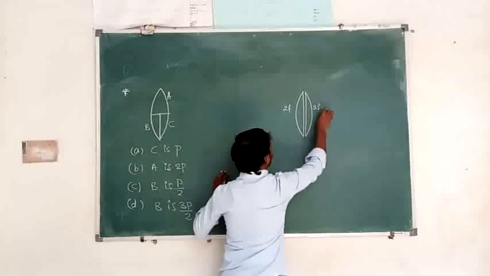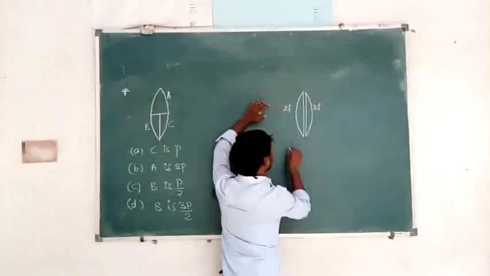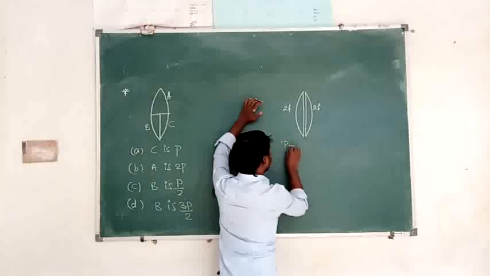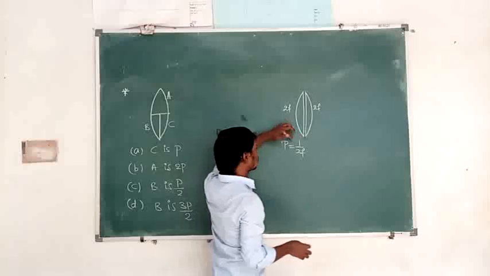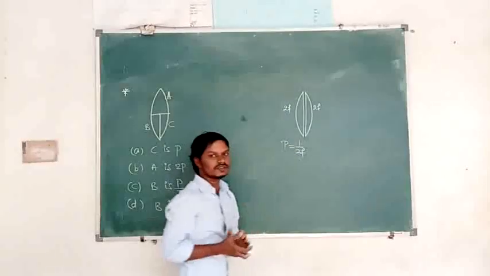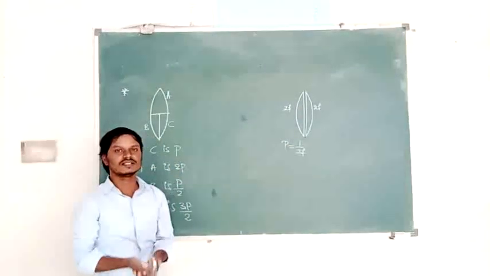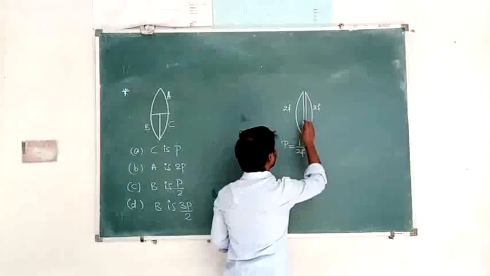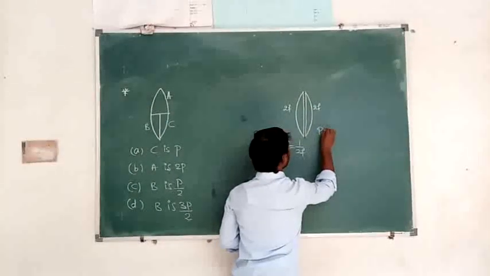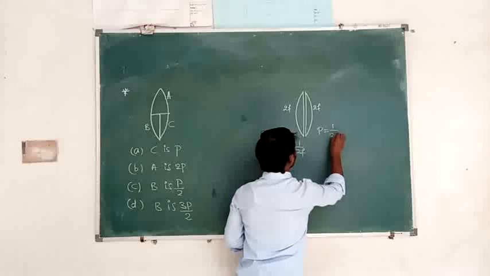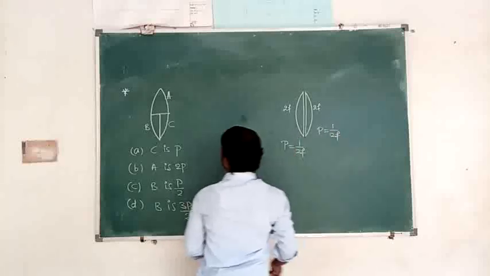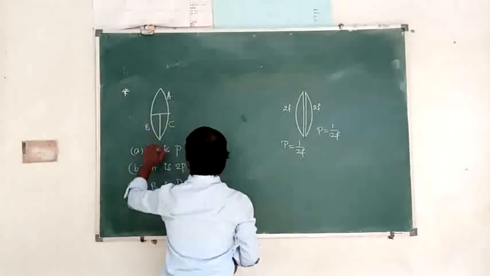Then the focal length of each lens is 2f. What is the power of each lens here? Power is nothing but 1 by 2f, the power of each plano-convex lens. Because already we know that power is the reciprocal of focal length. Power of this one is P = 1 by 2f.